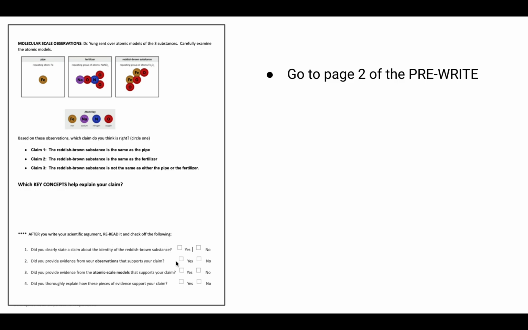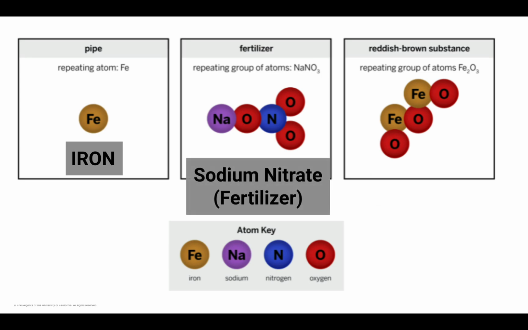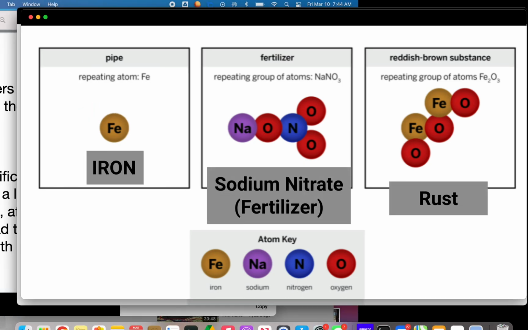Did you state your claim? Did you provide evidence from your observation? So did you provide evidence from this page? Did you provide evidence from this page about the atomic scale models? And did you thoroughly explain how these pieces of evidence support your claim? Meaning, did you use key concepts to explain why that evidence supports your claim? All right, so this is sodium nitrate, the fertilizer is. Okay?